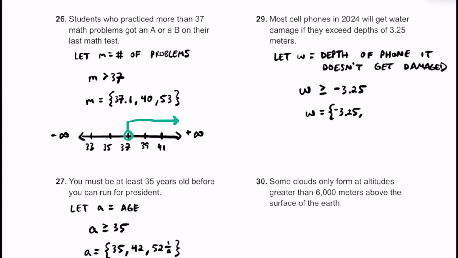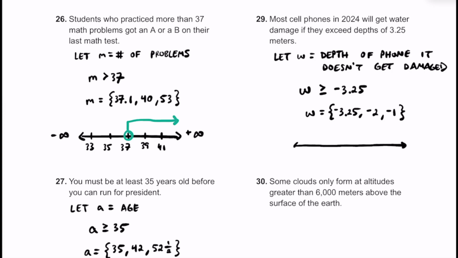Where are also depths that it's going to be okay? Well, we could say like negative 2 meters. So that's 2 meters underwater, or a depth of 2 meters, or like negative 1. These are three options where all these numbers aren't as deep as 3.25 meters. So they should be okay underwater here. Okay. So how do we show this on a number line?